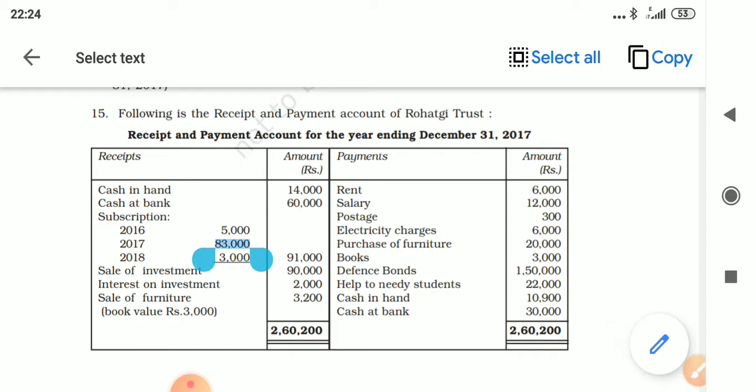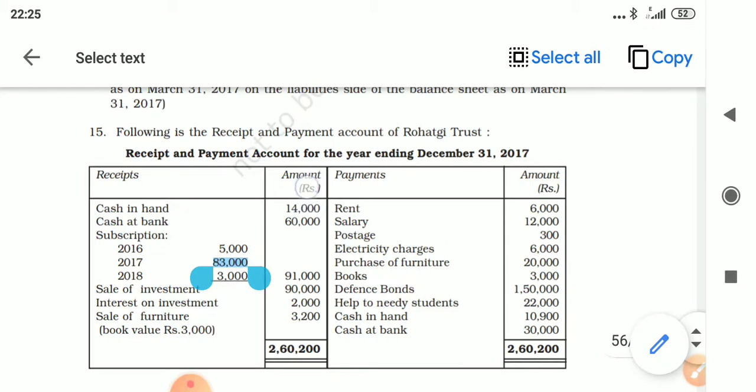As usual, you have to open income and expenditure account. Then opening balance sheet, that is balance sheet for the year ended 31st December 2016. You open that. Then you open closing balance sheet, balance sheet for 31st December 2017. Open all the three statements simultaneously. Cash in hand and cash at bank 14,000 and 60,000 will appear in the 2016 balance sheet asset side.